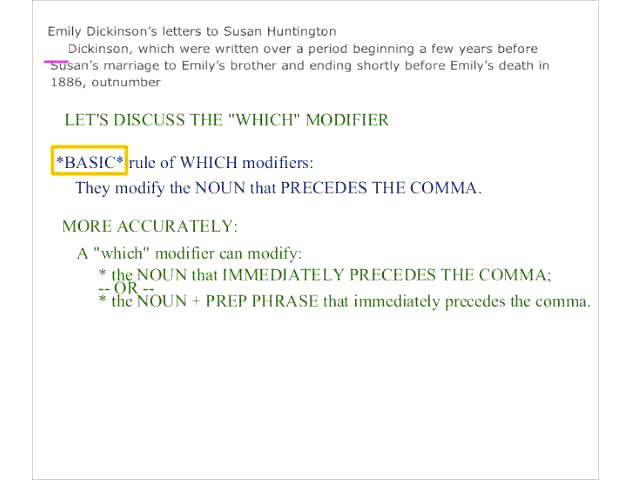So either one of these. It can modify a noun or a noun plus a prepositional phrase. If anybody here doesn't know what a prepositional phrase is, then please type that in the text box and we'll cover that real quickly. Otherwise, we'll continue. In this case, what we're modifying is Emily Dickinson's letters, which is the noun, and to Susan Huntington Dickinson is a prepositional phrase. So let's write that out here just to make sure we can graph this. Emily Dickinson's letters to Susan Huntington Dickinson, which were written.